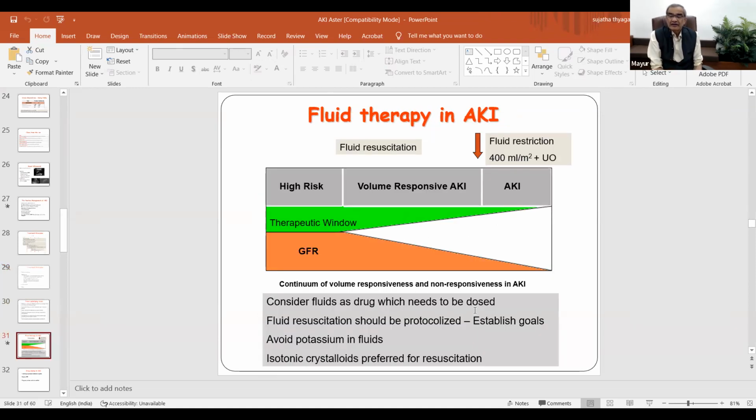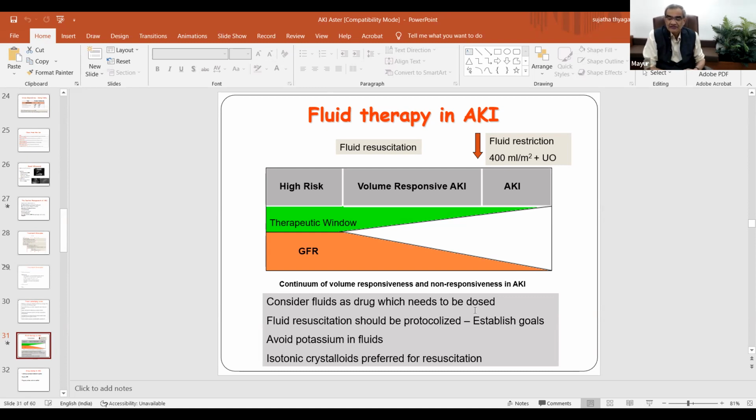Fluid therapy in AKI, as you know, to begin with, if the child is dehydrated, has low circulating blood volume, you need to give more fluids. But once you have attained a good fluid balance status, then it is guided by urine output, and you have to restrict fluids to 100 ml per meter square, which is the insensible loss, plus urine output will determine the rest. So you have to really consider fluid as a drug which needs to be dosed. And fluid resuscitation should be protocolized.